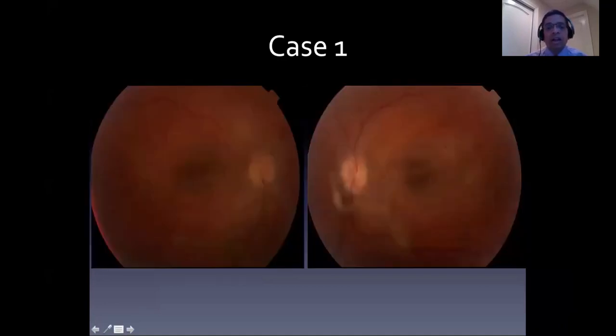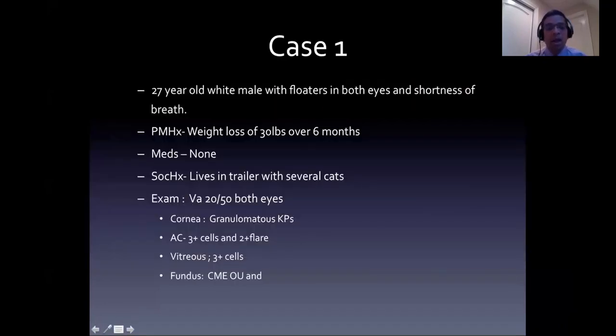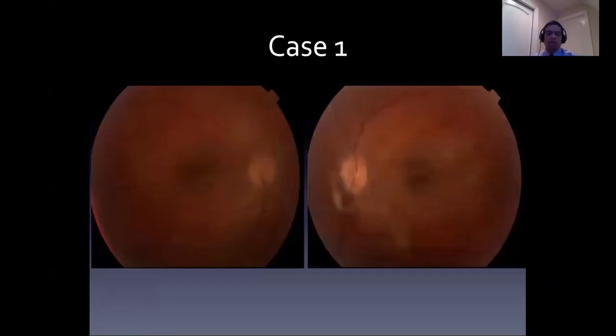The first case that I have is a 27-year-old male who presents with floaters in both eyes and shortness of breath. He's had a 30-pound weight loss over 6 months. He lives in a trailer in a mobile home with several cats. His vision is 20/50 in both eyes. He has granulomatous KPs on his cornea, 3+ cells in the anterior chamber, 2+ flare, 3+ vitreous cells, and cystoid macular edema in both eyes.